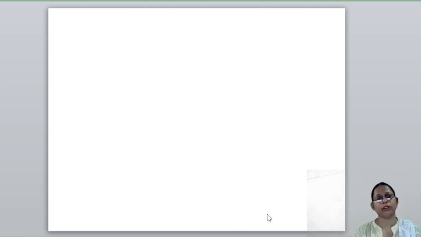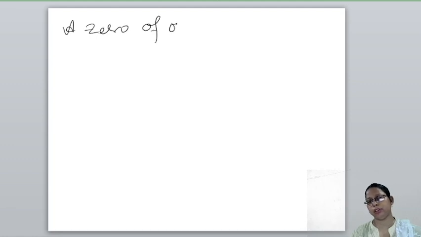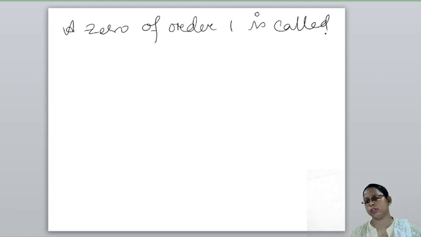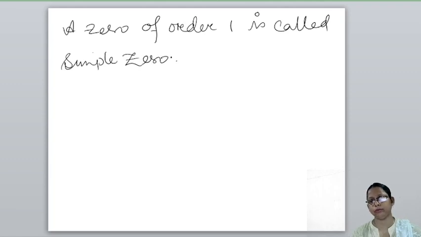A zero of order 1 is called a simple zero.